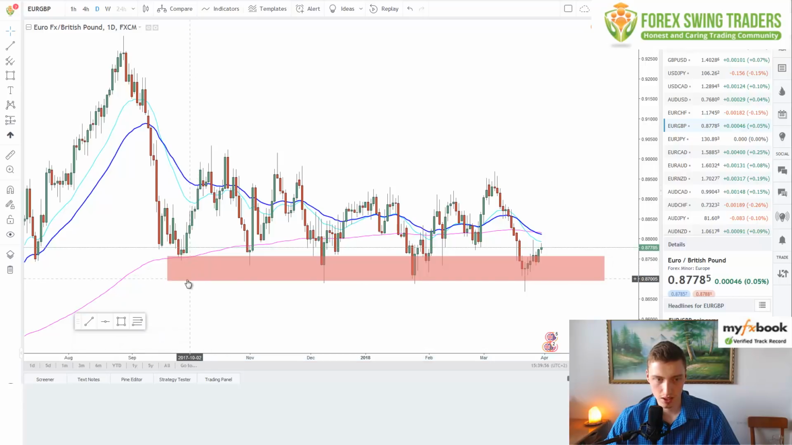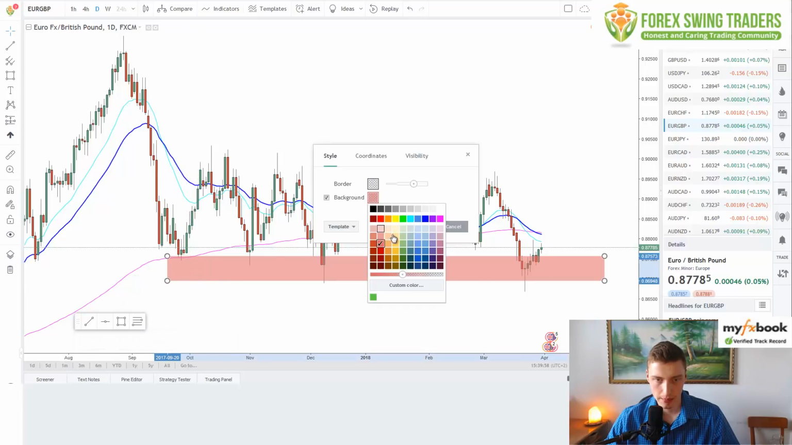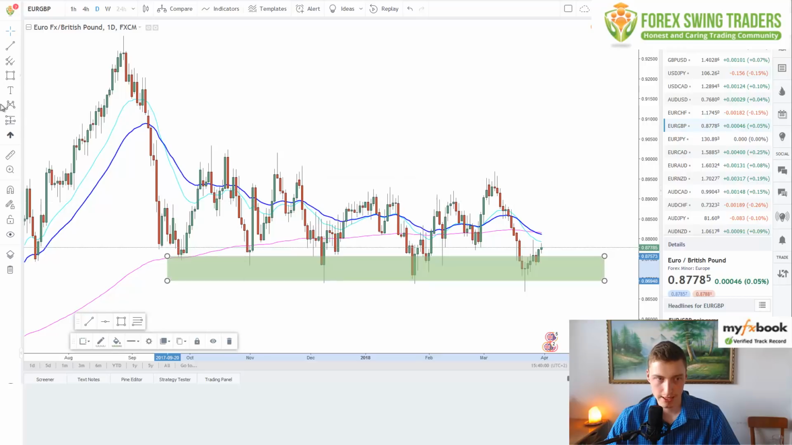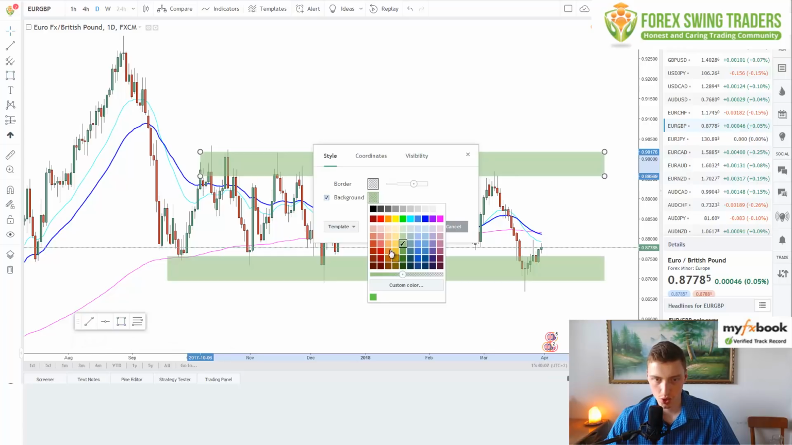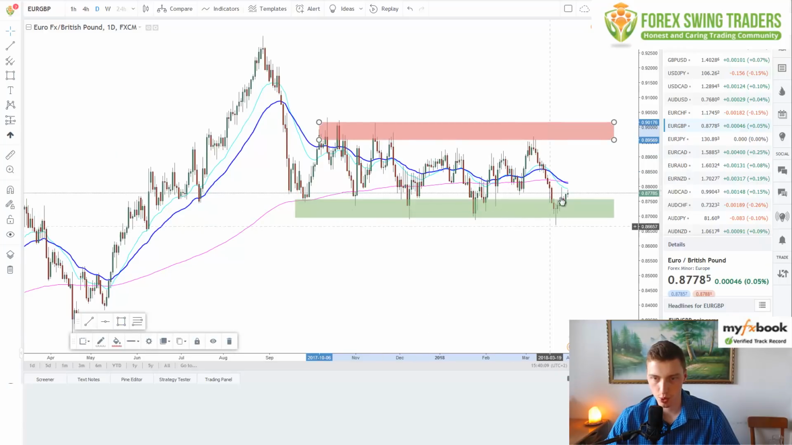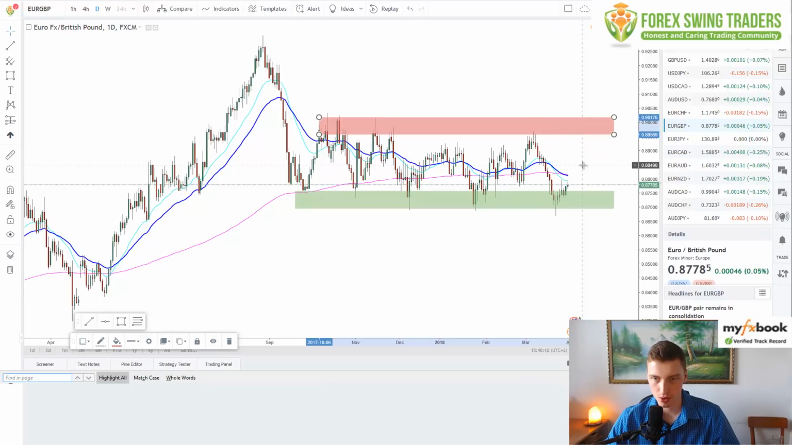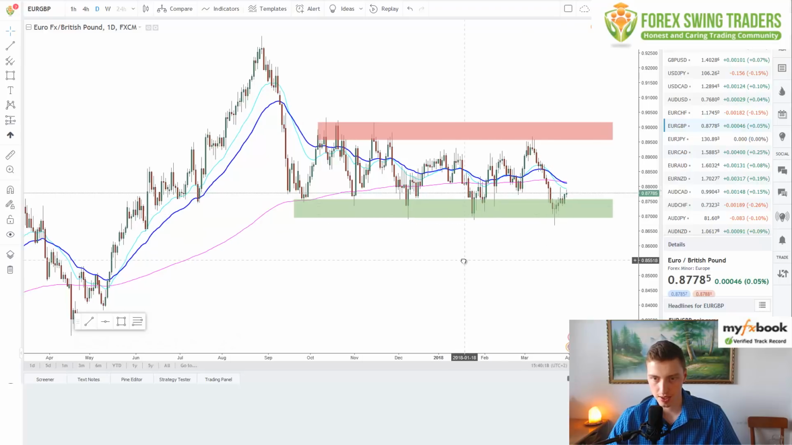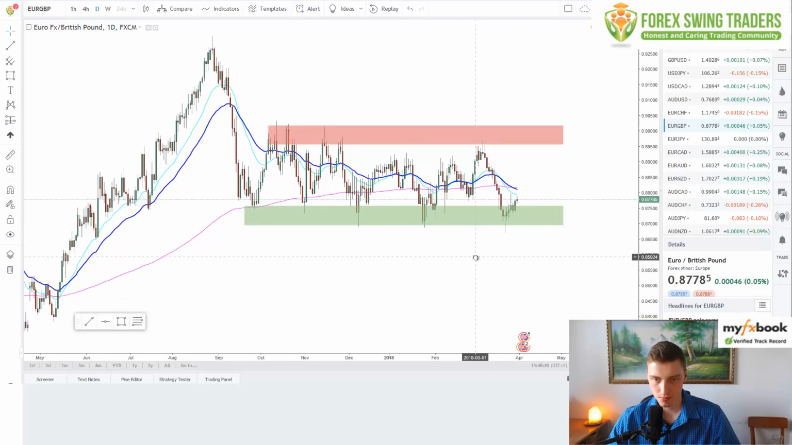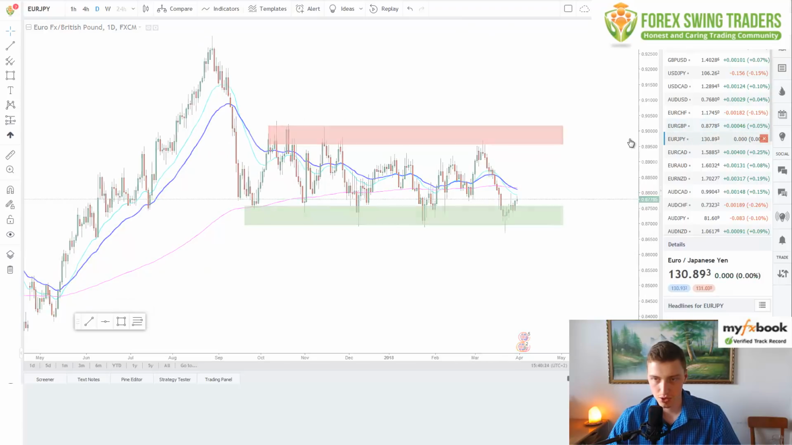And here's the resistance, all right? It's sort of a wide box, okay, wide box. So what we ideally prefer is a break to the downside or to the upside. So break, and then enter on a retest of it, all right. So this is for euro pound, nothing major.